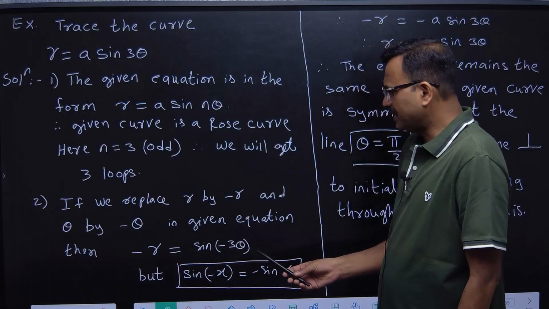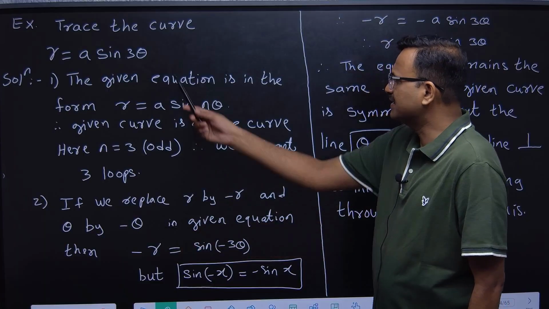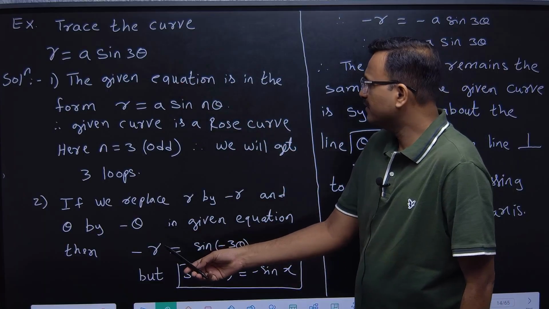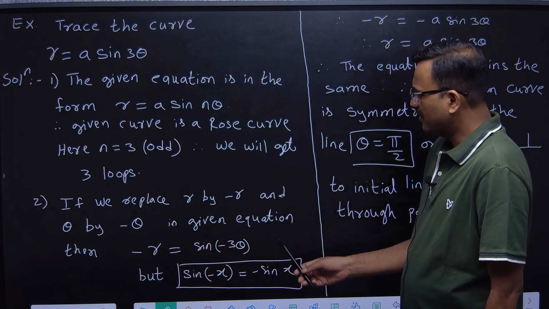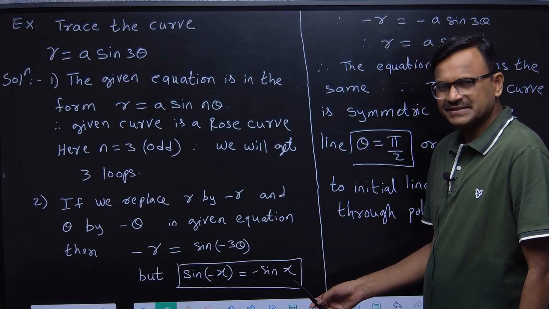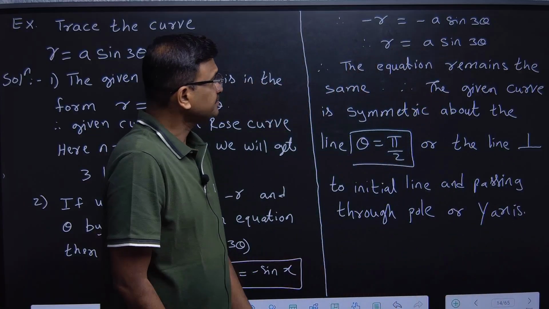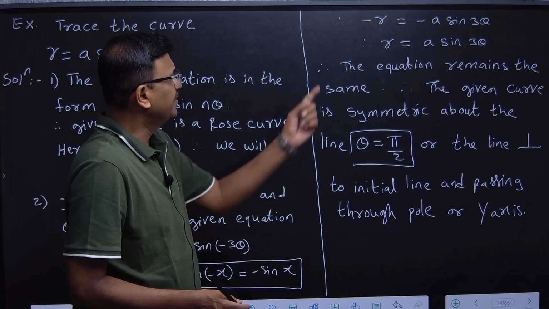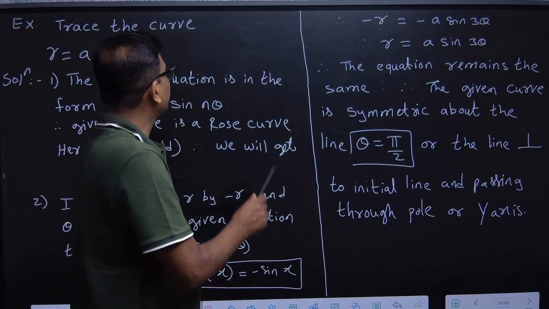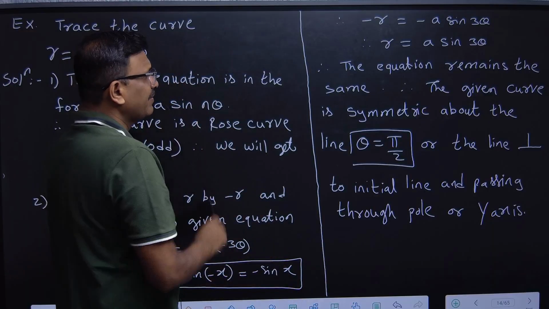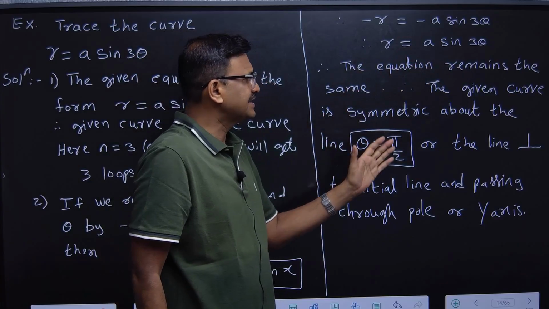Now to check the symmetry, if we replace r by -r and θ by -θ in this given equation, the new equation we get becomes -r = a sin(-3θ). But we know that sin(-x) is the same as -sin x. So this minus sign comes outside. We get -r = -a sin 3θ. The minus sign gets cancelled from both sides. We get r = a sin 3θ. So if we replace r by -r and θ by -θ in the given equation, the equation does not change. It remains the same.